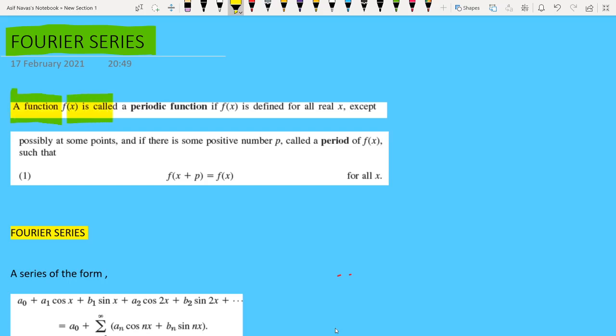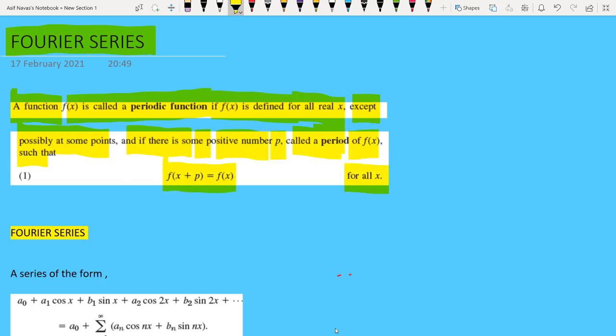A function f of x is called a periodic function if f of x is defined for all x except possibly at some points, and if there is a positive number p, called a period of f of x, such that f of x plus p is equal to f of x for all x. That is, a function is said to be periodic with the period p if f of x plus p is equal to f of x for all x.